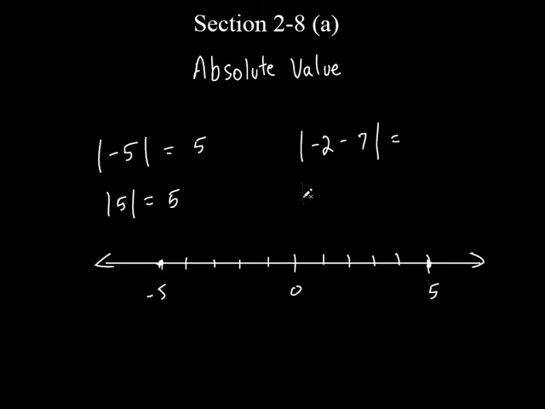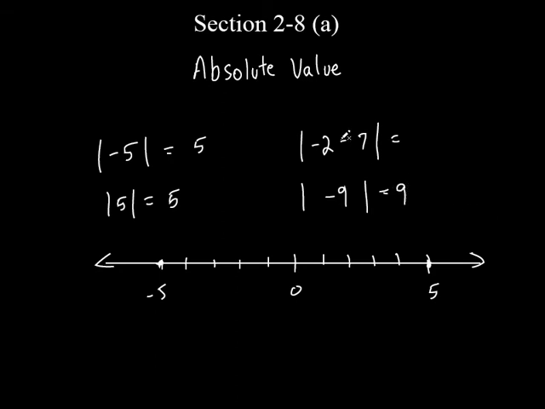So if I wanted to figure out what's in here, forget the absolute value for right now. Just work what's in there. So what's negative 2 minus 7? It's negative 9. So I do what's in the absolute value first, and then I can apply the absolute value to it. What's the absolute value of negative 9? It's positive 9.